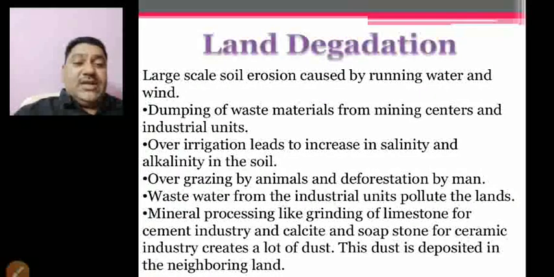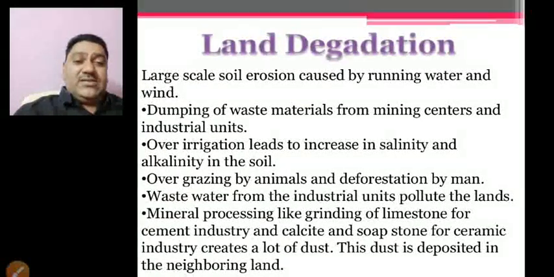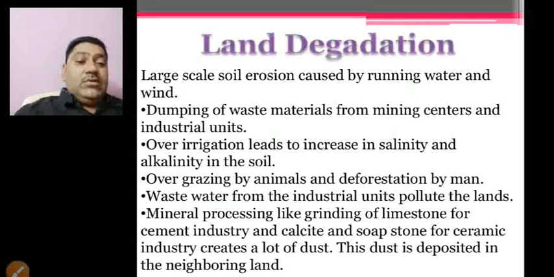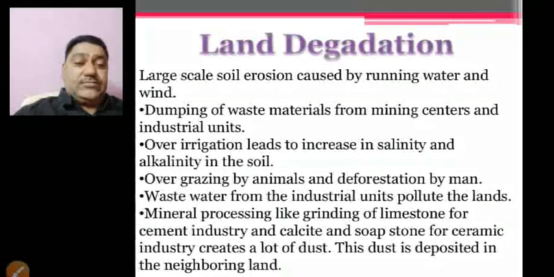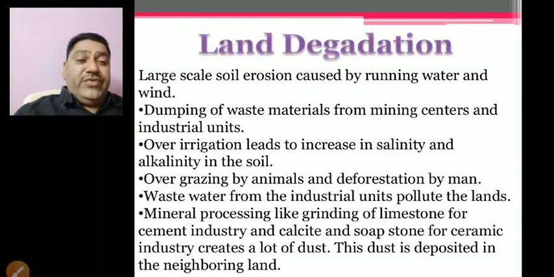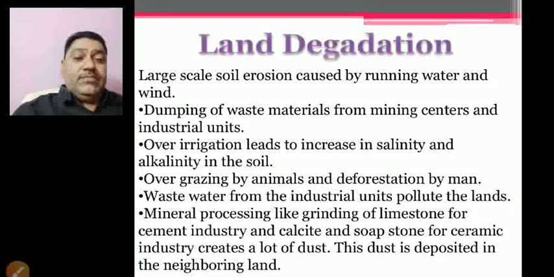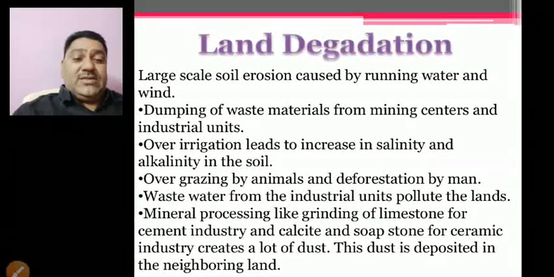Similarly, some states like Madhya Pradesh, Maharashtra, Rajasthan, etc. have been overgrazing. So overgrazing is also one main cause of land degradation. And of course, cutting of forest, that is deforestation. Similarly, wastewater is released from industries which pollute land, water, etc.